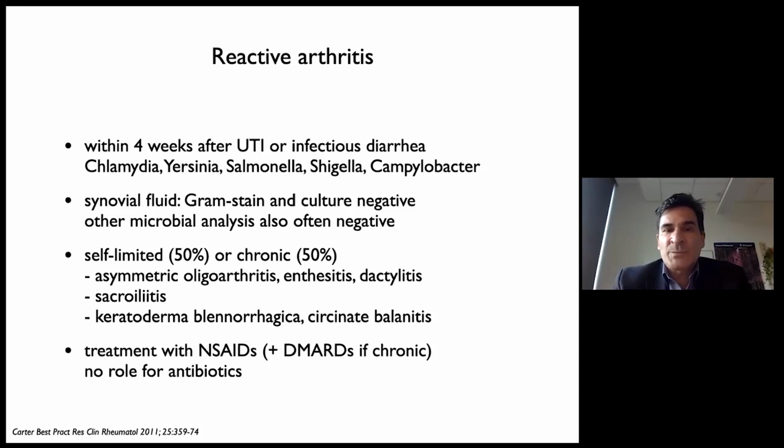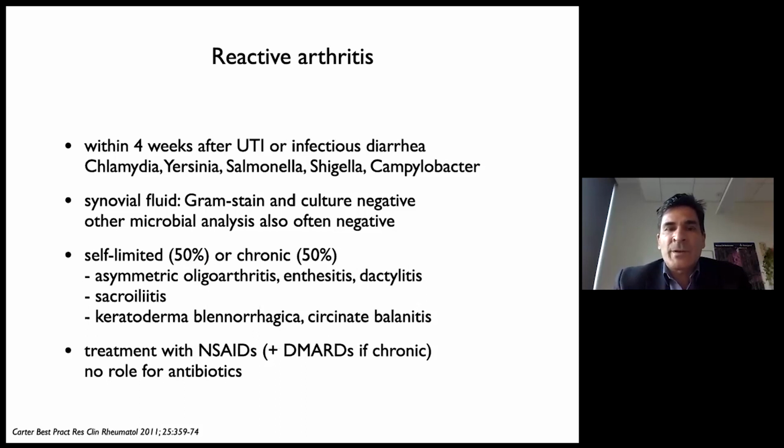Synovial fluid aspirates, if obtained from a swollen joint in a patient with reactive arthritis, are negative for gram stain and culture by definition. Reactive arthritis is in about 50% of cases self-limited. In the other 50%, the acute arthritis may become chronic.